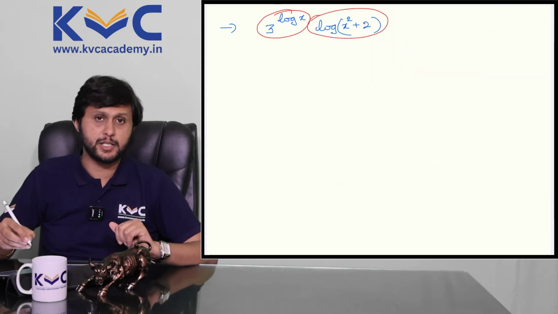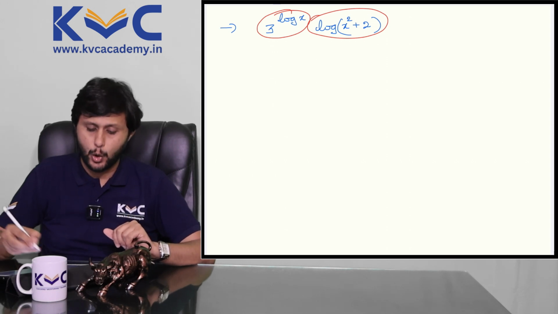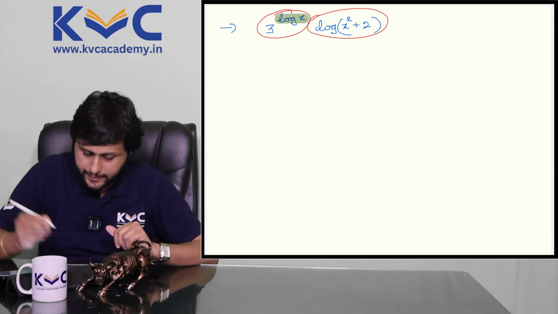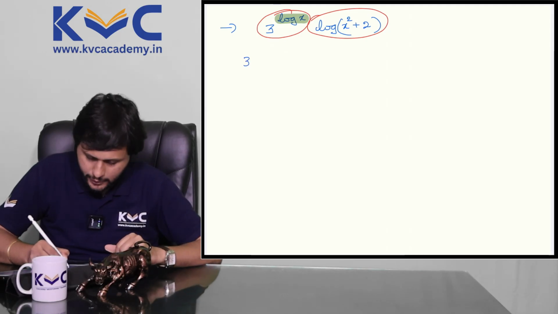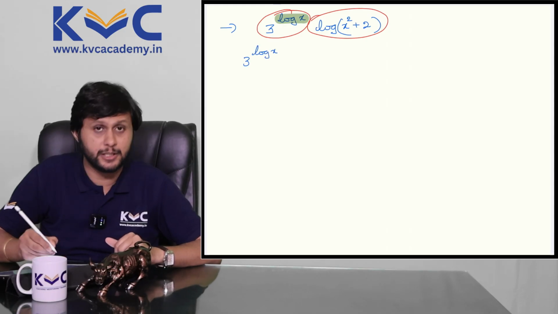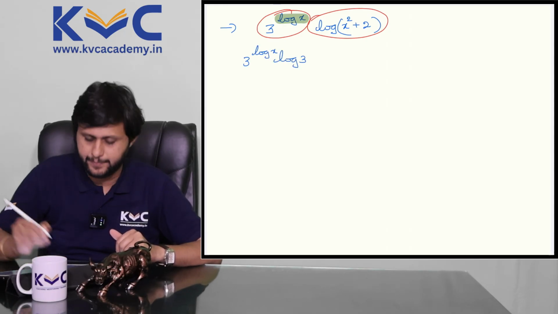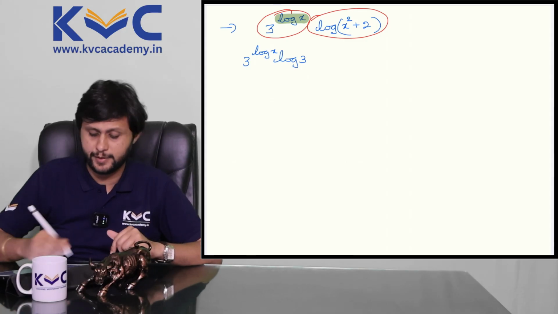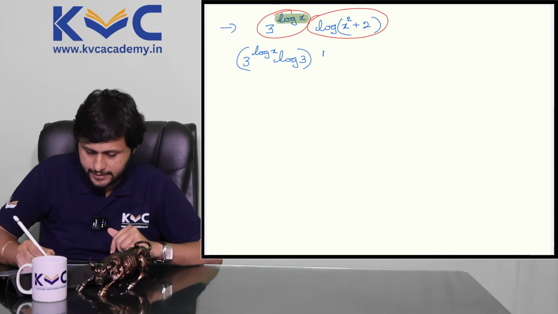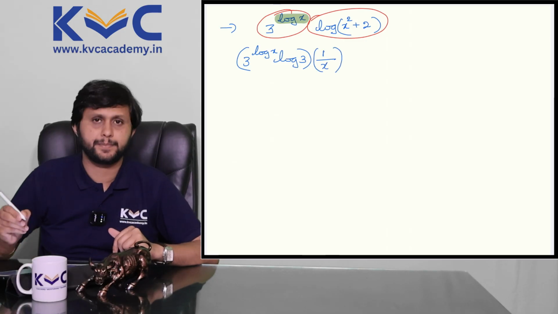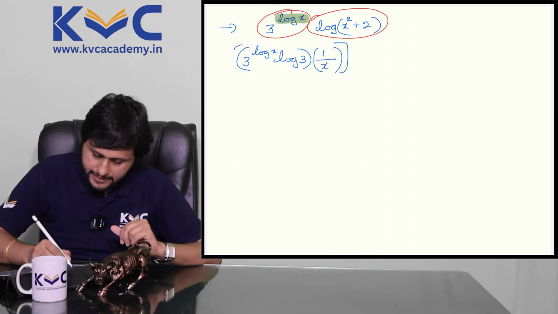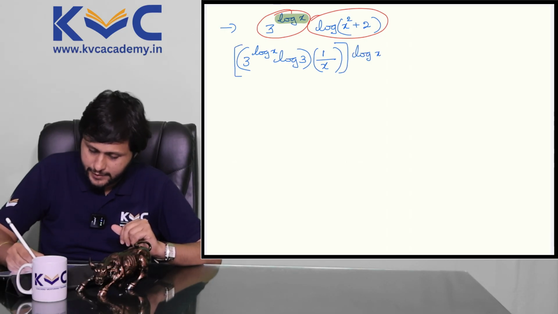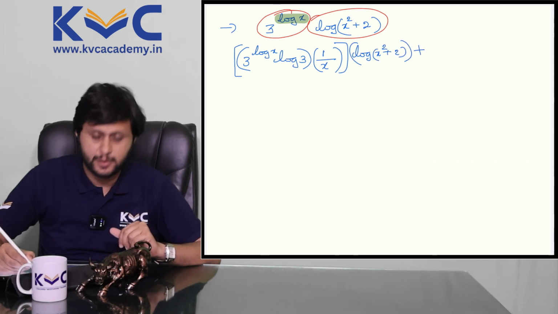Differentiate first function. Differentiation of 3 to the power log x. Log x is a separate function. So differentiation of 3 to the power x is 3 to the power x log 3. Instead of x, we have log x, so 3 to the power log x times log 3. Is it done? No, we have to differentiate log x now. Differentiation of log x is 1 by x. Clear? Now what do we do? Second function as it is. This is just differentiation of first function. Second function as it is, I have written. Okay, done. Plus differentiation of second function.